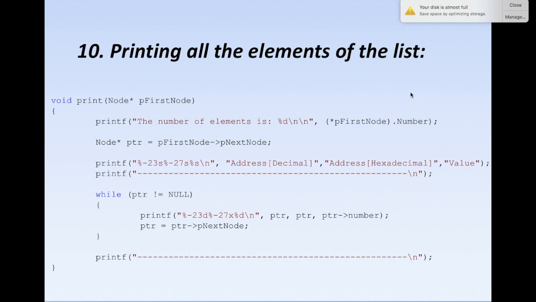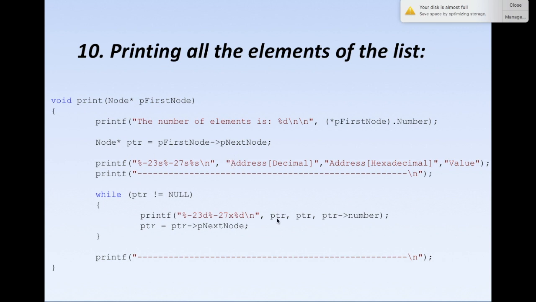So this is the number of elements in the list. Okay, and now Node *ptr equals pFirstNode.pNextNode. We're starting with the first, and now it's pointing to node 1. Okay, so ptr now is pointing to node 1.